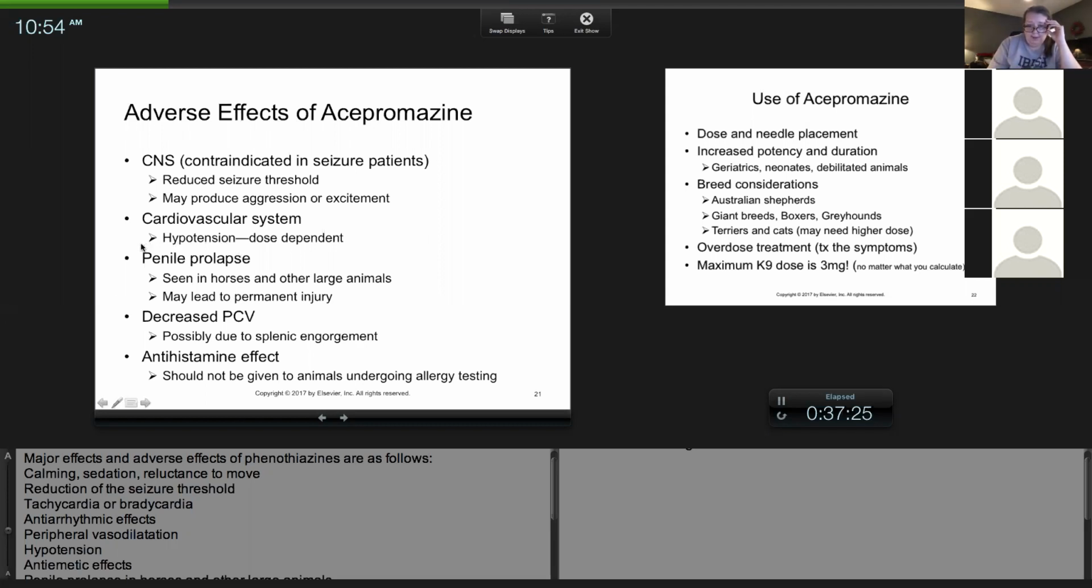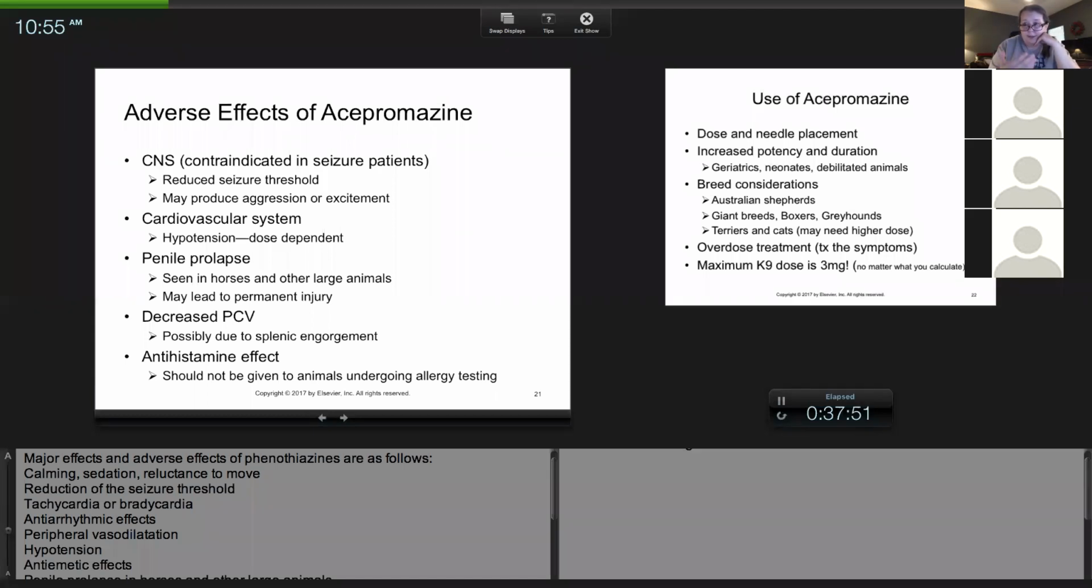We worry about penile prolapse mostly in horses. So acepromazine is contraindicated in stallions specifically. A gelding is a castrated male horse. Now, it could cause prolapse in a gelding, but a gelding is not being used for breeding. A stallion is usually left intact because they're used for breeding.